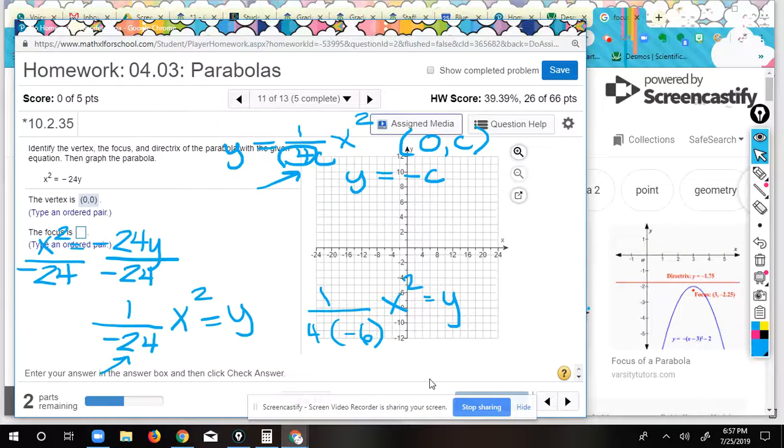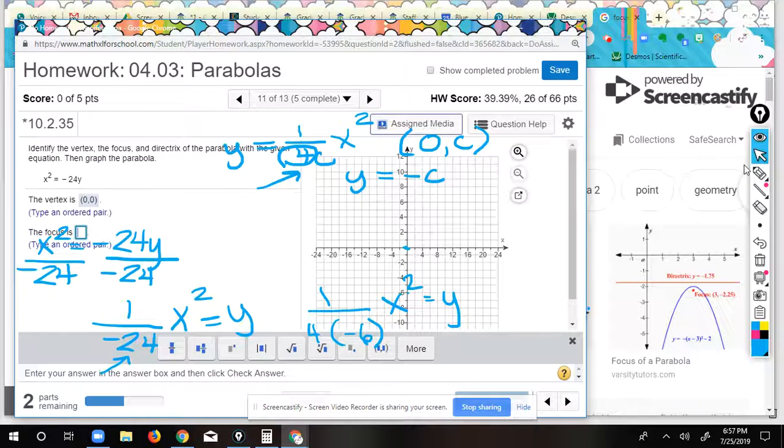Okay. Anyway, so the vertex was at 0, 0, and the focus is going to be 6 down since it's negative from that. So that would be at 0, -6.